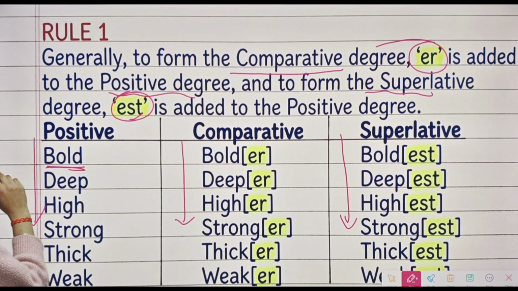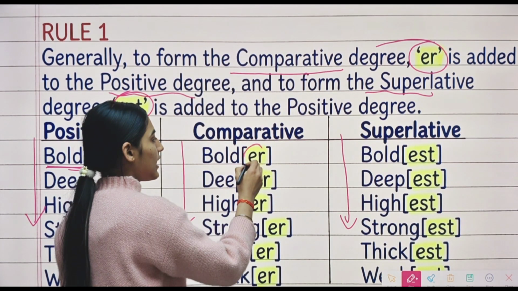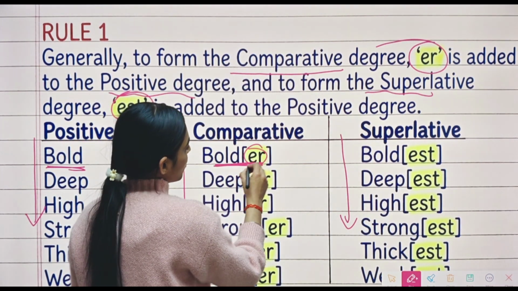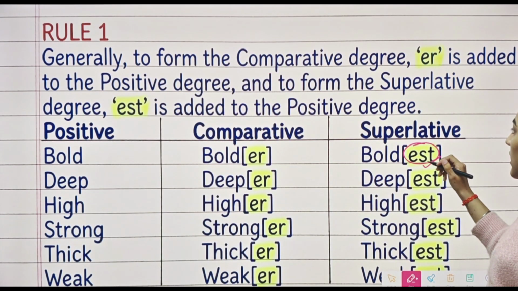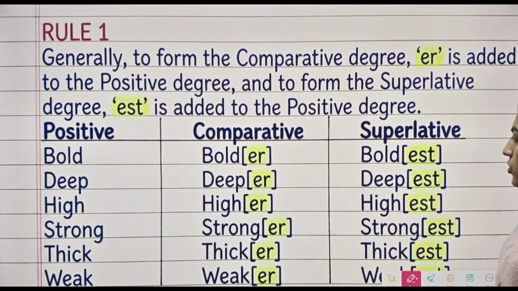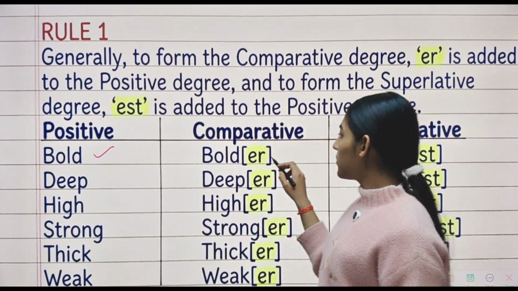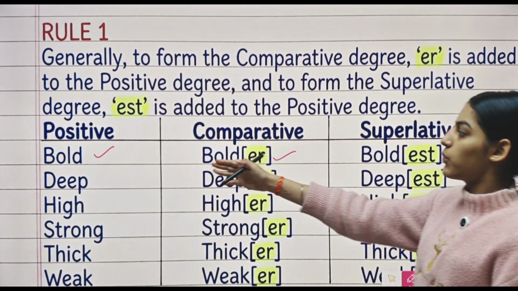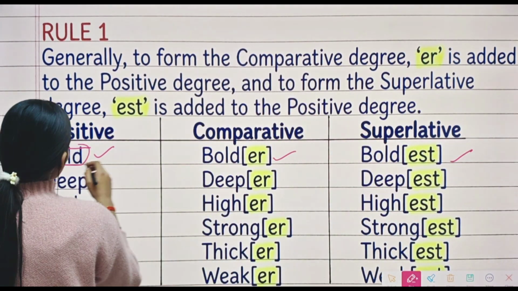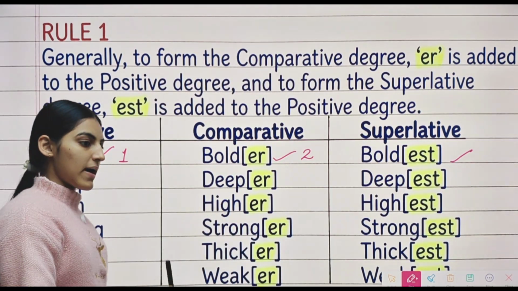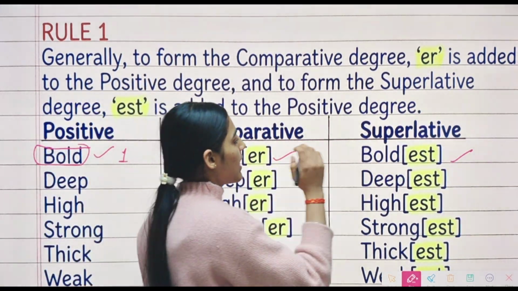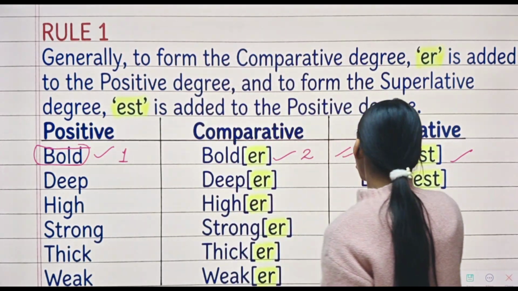Here we have the word bold, and if we add er to that, it becomes bolder. It becomes comparative degree. If we add est, it becomes its superlative form. So the word changes: bold, bolder, boldest. Here the word bold has been used for one person, and bolder is used in comparative when we are comparing between 2, and superlative we have more than 2.